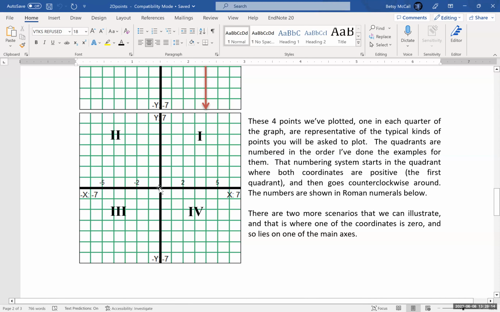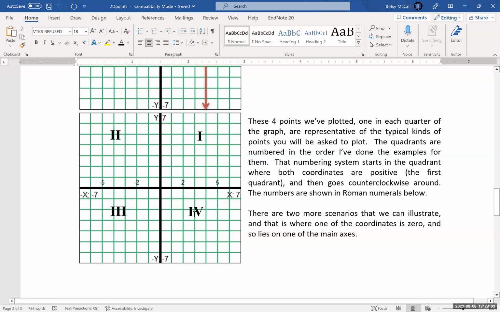The third quadrant is going leftward and downward. So both coordinates are negative. And then in the fourth quadrant, we're going rightward, but then downward. So X positive, the first one is positive, the second one, Y, is negative.